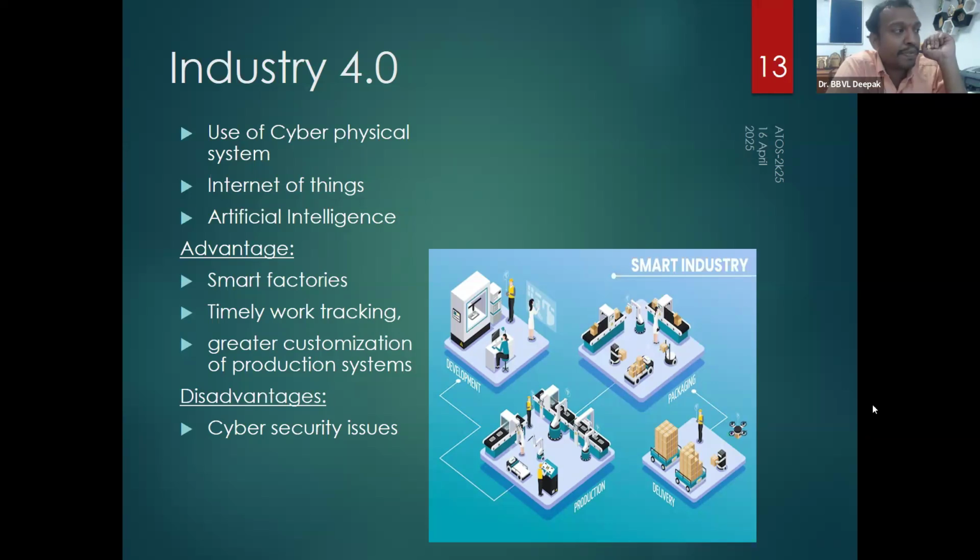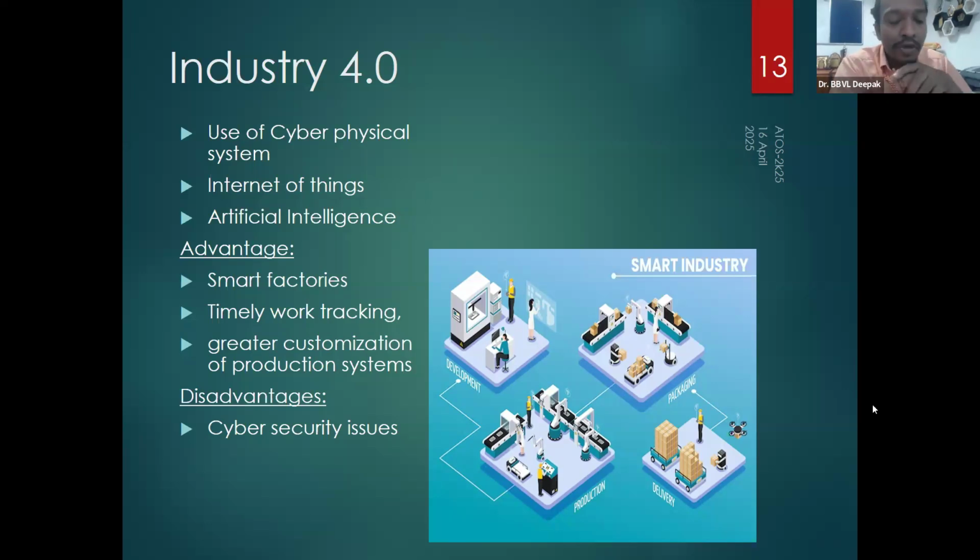monitoring can also be done easily. Then, greater customization of production systems. Of course, where there is some disturbance or the work is stopped or some emergency occurs, some uncertainty is found, then the user or the master engineer can monitor, and if some uncertainty is present, he can simply replace the robot with another robot, or he can troubleshoot the robot very quickly, whatever may be the solution. Then he does the operation. So the customization, that is one way.